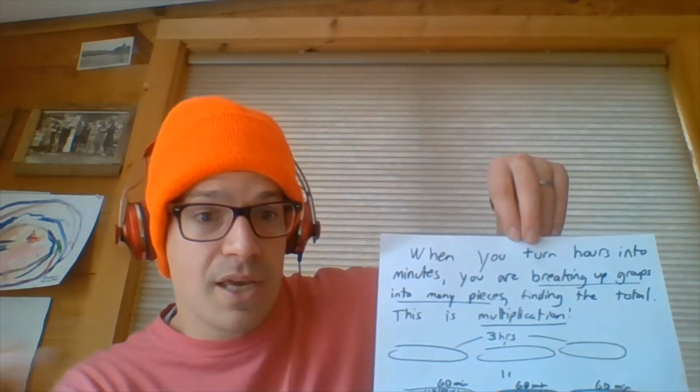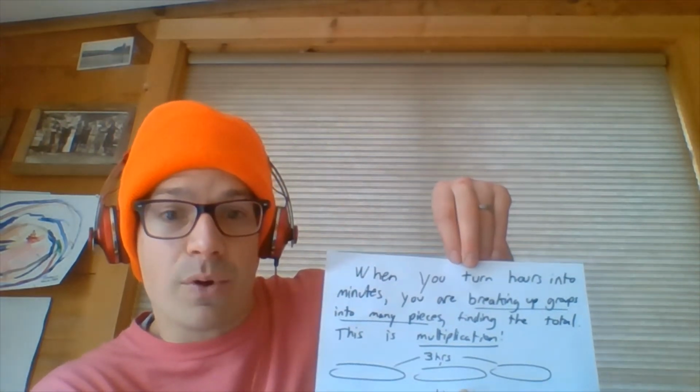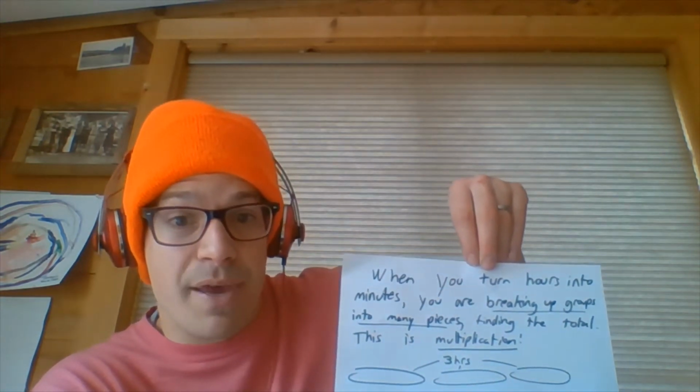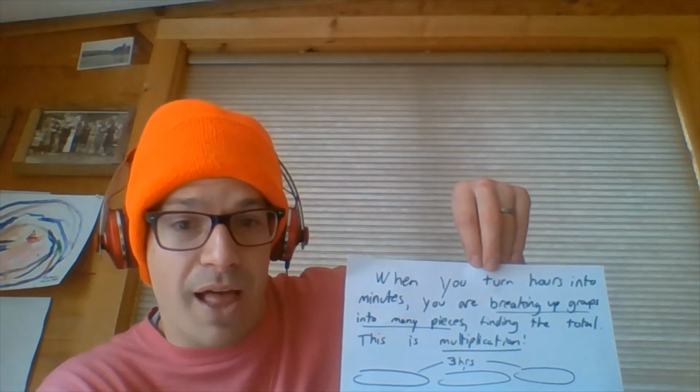Think of if you have a box of water bottles, each box has 12 water bottles. You have 4 boxes, 4 times 12. You're breaking up the boxes into individual water bottles. In this problem, I have 3 hours. Those hours are going to get broken into lots of little pieces when I make it into minutes. So I have to multiply to get the minutes.